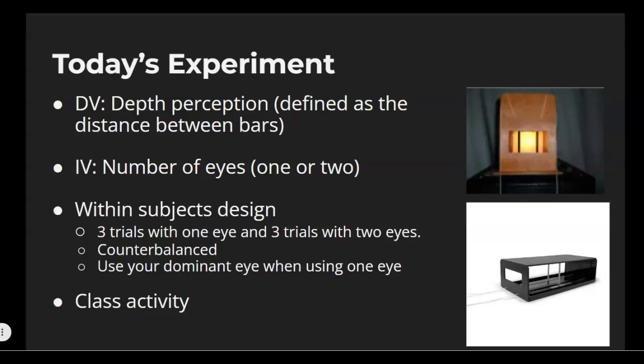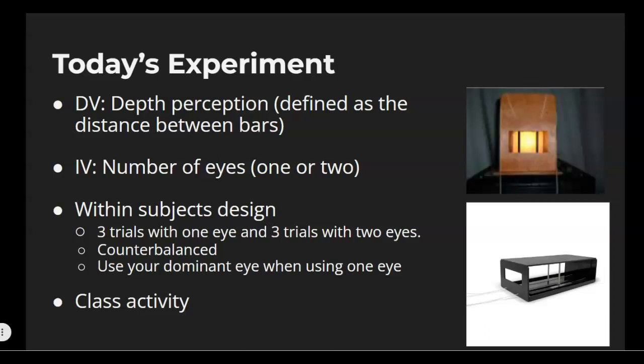And that means that half of you are going to need to do this with one eye first, and half of you will do it with 2 eyes first. So we'll flip a coin, roll a die, play rock, paper, scissors, do something to randomly decide who's going first with one eye or 2 eyes. Okay. When you're doing it with one eye, please use your dominant eye.